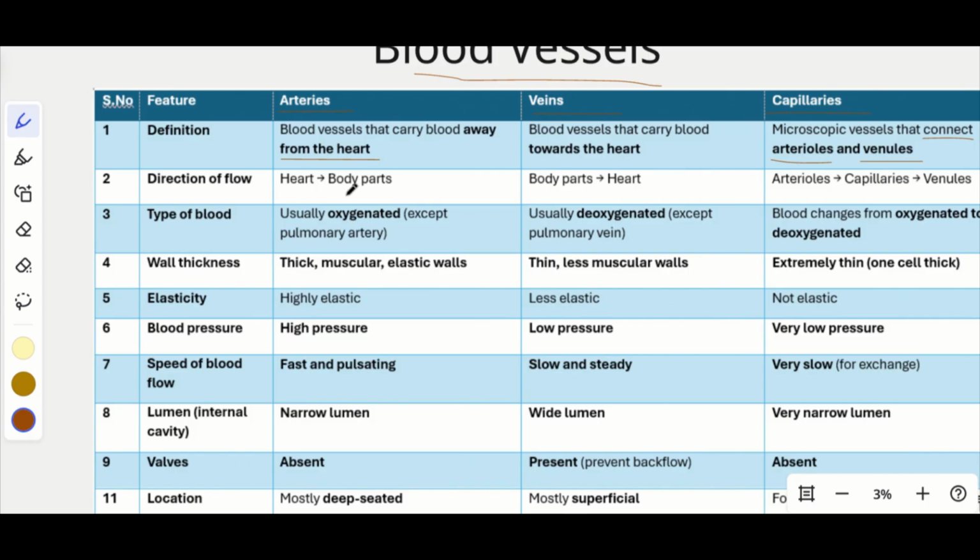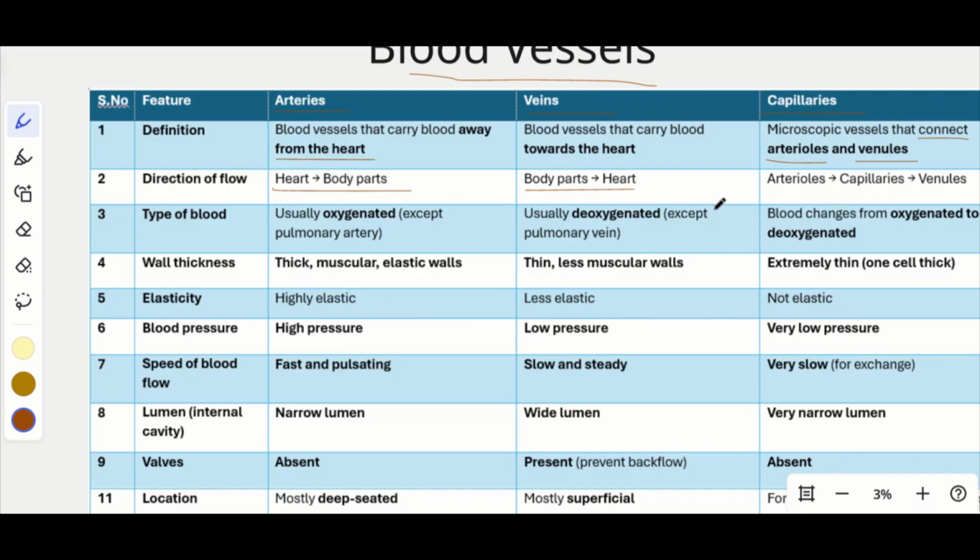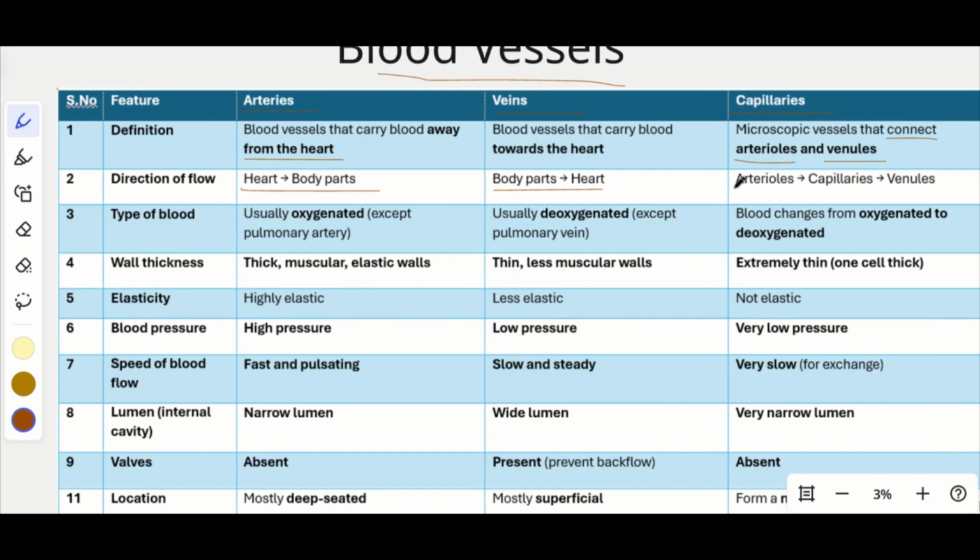As we mentioned, the direction of flow for arteries is from the heart to body parts. For veins, it is from body parts to the heart. For capillaries, the blood flows first to arterioles, then capillaries, then to the veins. And what is the type of blood in each of them? Arteries usually carry oxygenated blood, because they directly carry the blood from the heart.